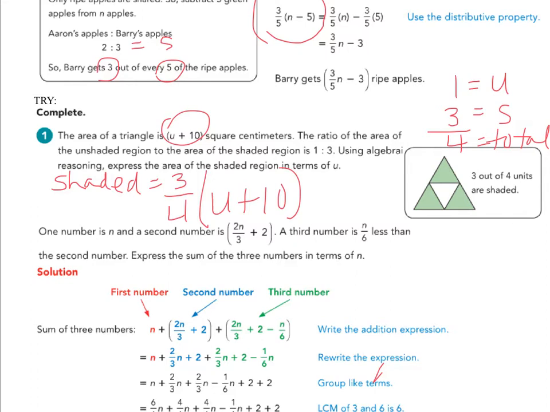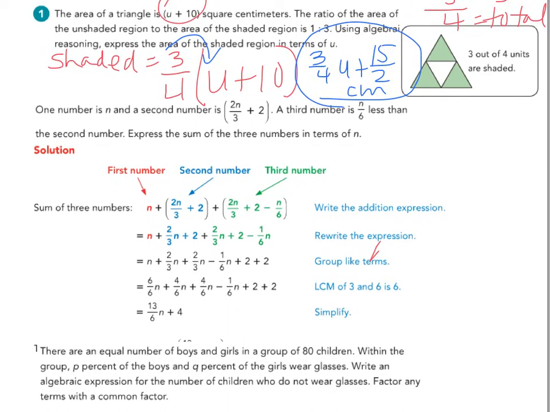Okay, so then we need to distribute. 3/4 of u is 3/4 u. 3/4 of 10 is 30/4, which is 15 halves centimeters. So that's your answer, 3/4 u plus 15/2 centimeters. Okay, now we move on.